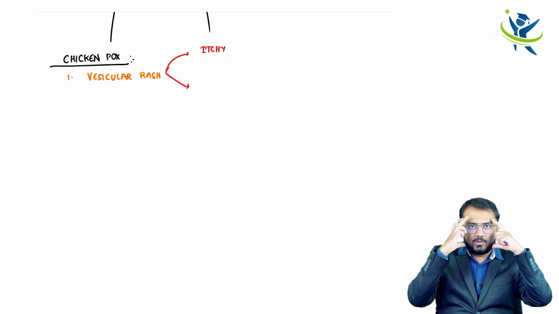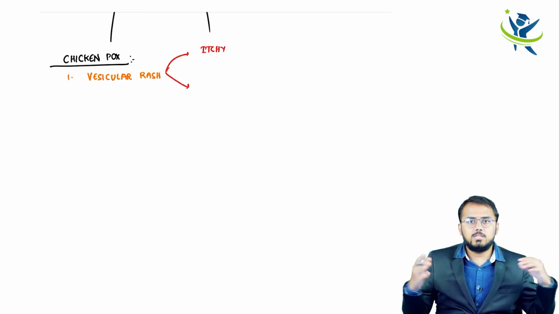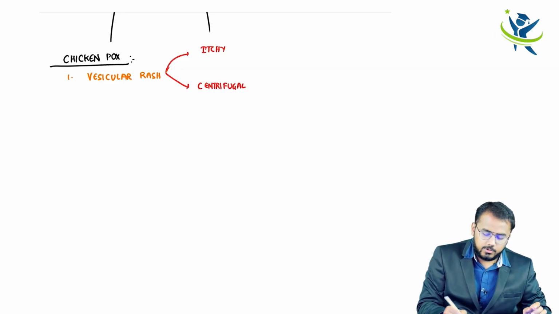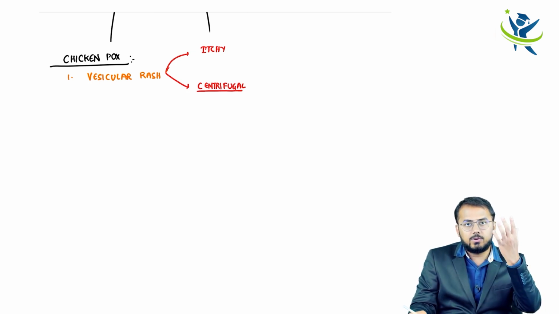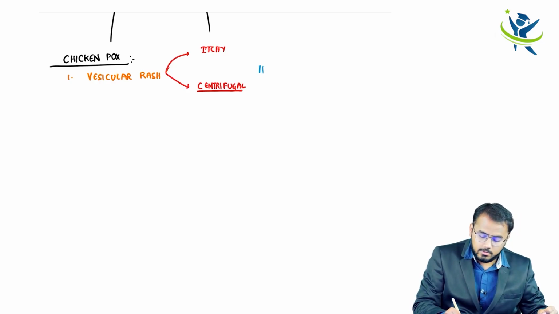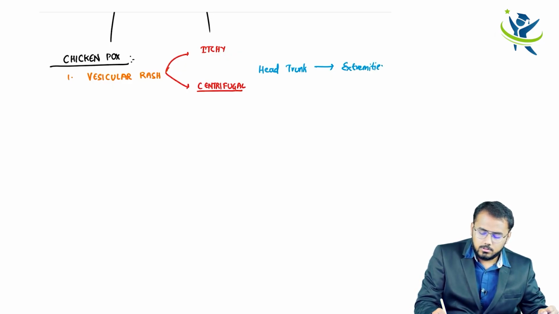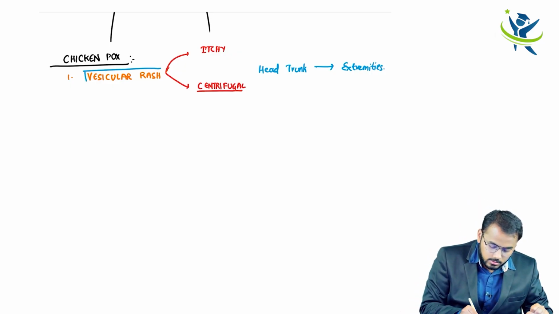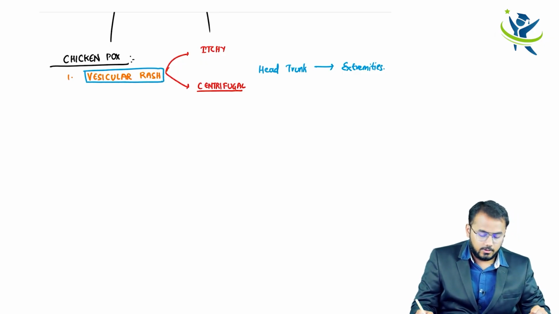It starts from the head, trunk and then extremities. It means it is centrifugal, going away, right? Such type of rash is centrifugal rash. What type of rash is centrifugal rash? Such type of rash which starts from the head and neck, I mean the trunk, and goes to the extremities. So, head, trunk to extremities is this type of vesicular rash, I mean the chickenpox rash, right?